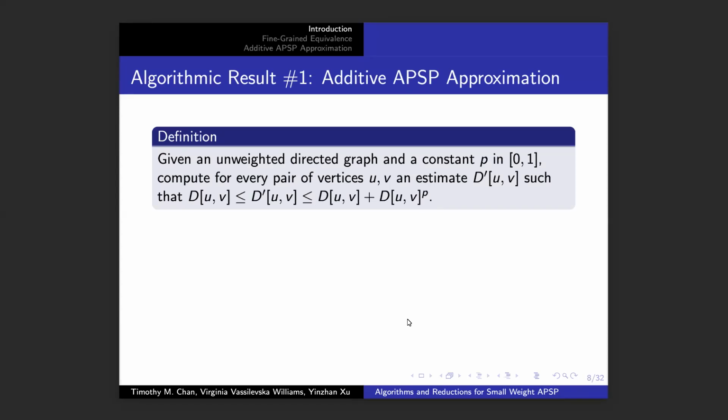Complementing our fine-grained results, we also give algorithmic improvements for many variants of unweighted APSP. The first of them is the additive APSP approximation problem. In this problem, we need to approximate all-pairs shortest path distances, but the amount of error allowed depends on the actual distance. If the actual distance is d(u,v), we allow an additive error of d(u,v)^p. The running time of this problem depends on p, and it is always between O(n^omega) and O(n^2.529).